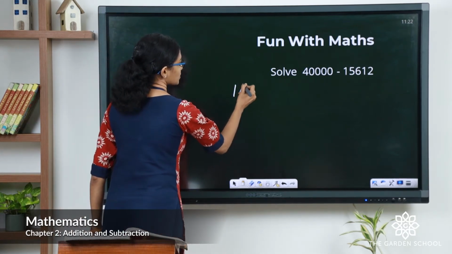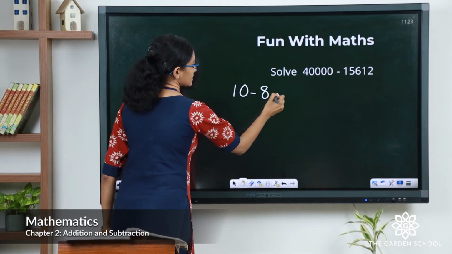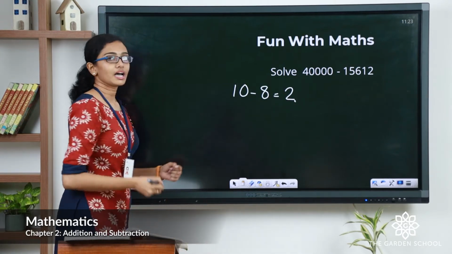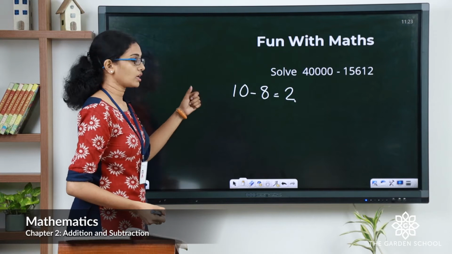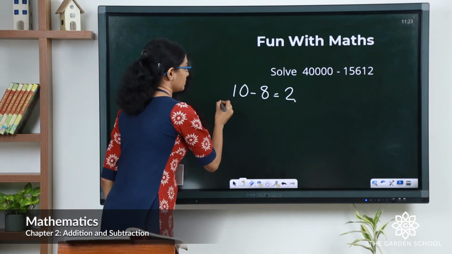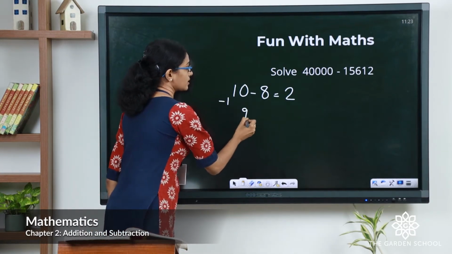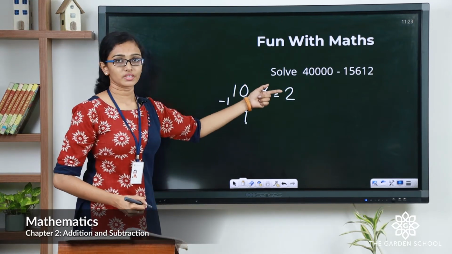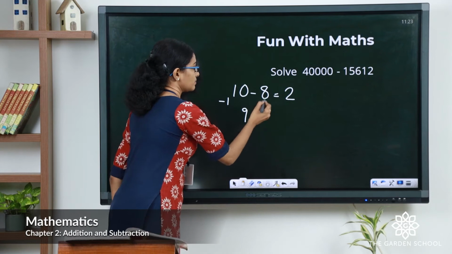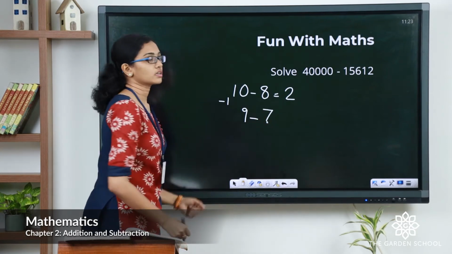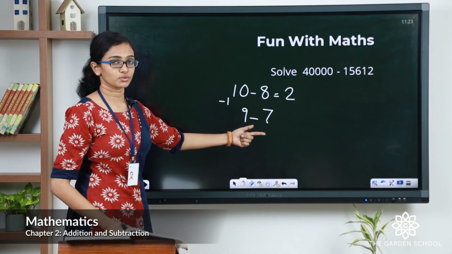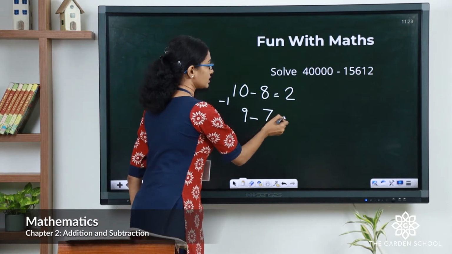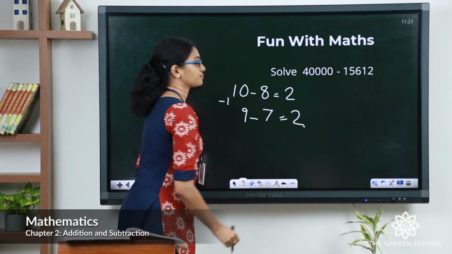You all know what is 10 minus 8? Yes, it is 2. I'm going to subtract 1 from this 10. So that will make this 9 and I'm subtracting the same 1 from this 8 as well. So that will make this 7. Now what is the difference of these two numbers? 9 minus 7, it is 2.